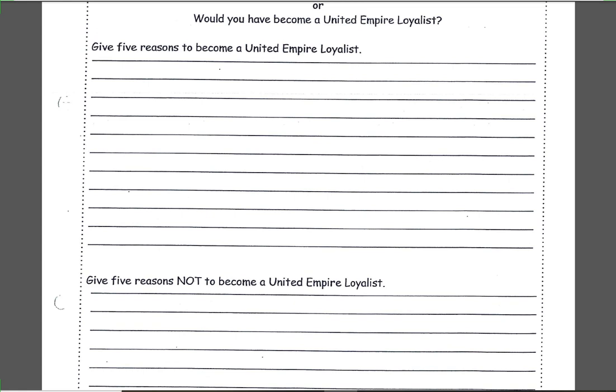So, the first one, this is to become. The first one, you want to become an Empire loyalist. 5 reasons why. And the second one, not to become. Okay, 5 reasons not to become a United Empire loyalist. So you have a paragraph for the first and a paragraph for the second. 5 sentences each, 5 reasons. All right, so that is your homework for today.